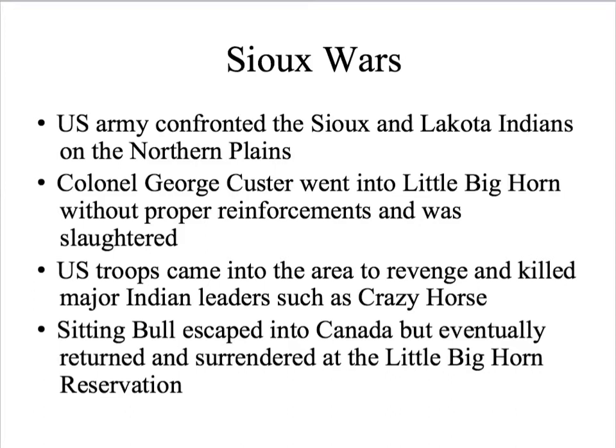Colonel George Custer went into Little Bighorn without proper reinforcements and was slaughtered. He had actually been warned not to do this, but because he believed that his army was so much superior than Native Americans, he went deep into the Black Hills and was surrounded by the Native Americans in a trap and then slaughtered. This did provide the U.S. troops with the moral motivation to come into the area and to seek revenge, and they did so by killing many of the major Indian leaders, such as Crazy Horse. One of the other leaders of the Native Americans, Sitting Bull, escaped into Canada, but eventually he returned and he surrendered at the Little Bighorn Reservation.